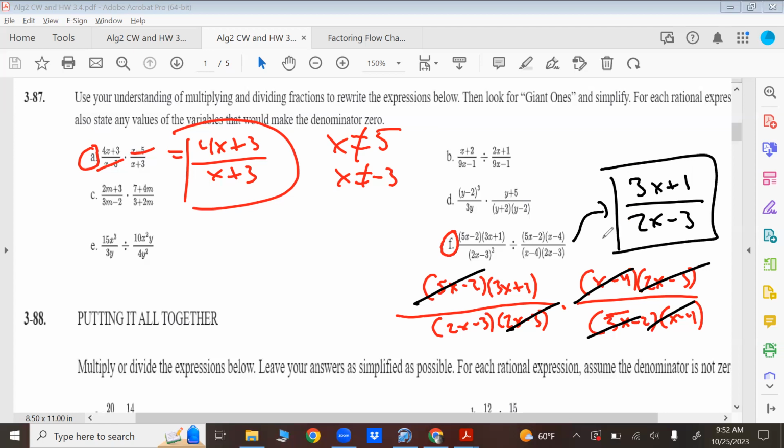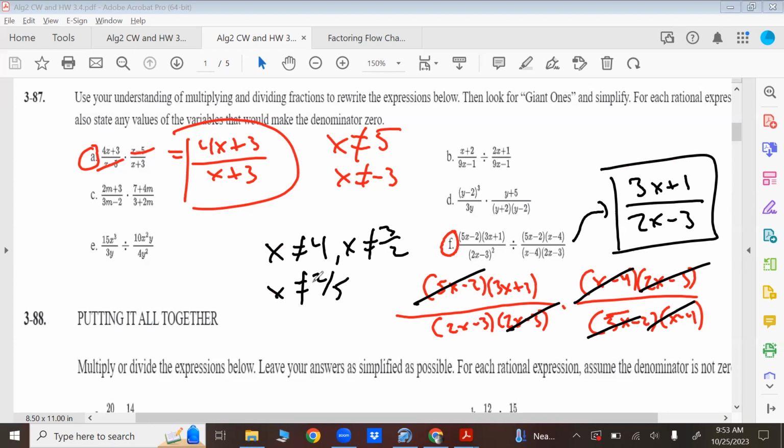Now, very important, what is excluded? Clearly, x cannot be 4, because that would make the second fraction 0 on the bottom. x cannot be 3/2. I already said 3/2. And when you flipped, you also have 5x minus 2 on the bottom. x cannot be 2/5. Okay, so those are the excluded values because it's whatever makes the bottom 0 anywhere in the process.